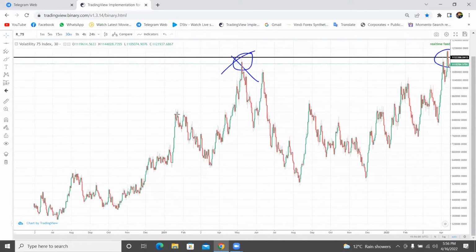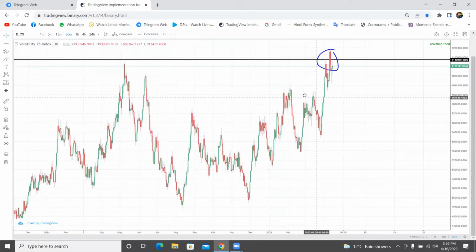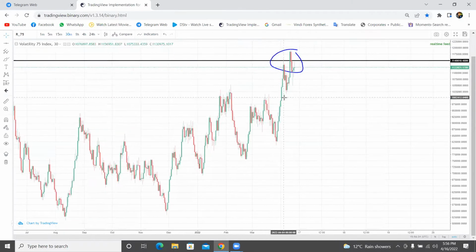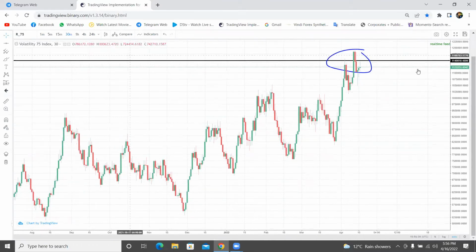Since I told you about resistance and support, you're going to say, okay, because I put this black line here, the market will be selling exactly here. But the market doesn't sell exactly here. The market doesn't know about trend lines or anything. You think the market is at the position where you are going to sell, but the market won't sell exactly on this level.